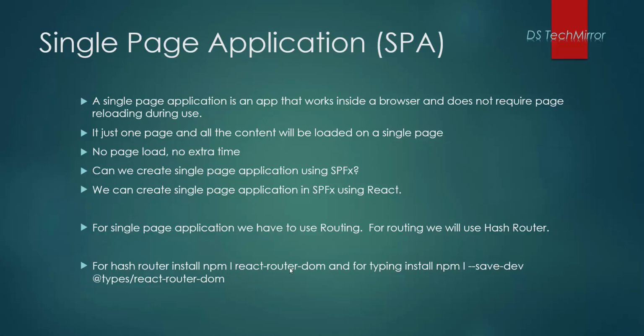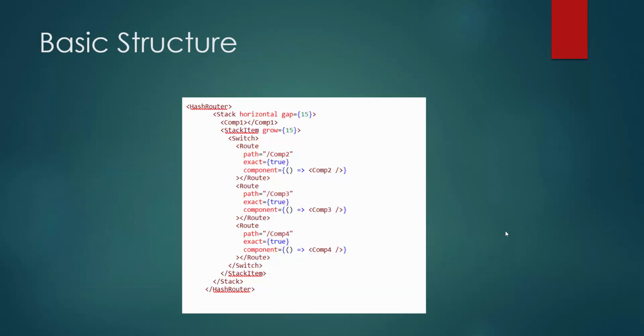After we install this react router DOM, we will be getting this hash router, and using this hash router, we will define the routes of our different components in the SPFX web part, and with the help of that, we will render them on the same page. This would be the basic structure of our routing module which we will implement just now in our hands-on. I will explain during our hands-on. So now let's start with the hands-on.